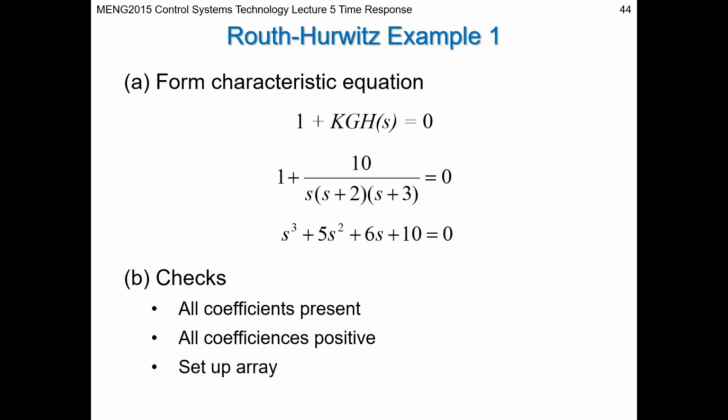All our coefficients present, but we have a third order system. We've got a coefficient which is 1 for our s cubed term, we have a coefficient for our s squared, we have a coefficient for our s, so we can say yes. Are all coefficients positive? Yes, it's plus 5, plus 6, they're all positive. Okay, so we can proceed to set up our array now.